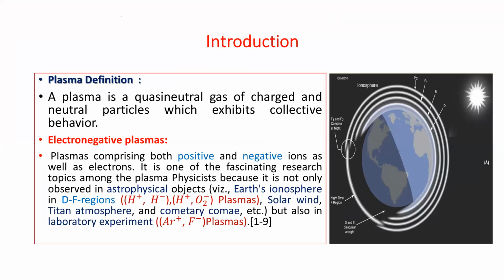Introduction. Plasma definition. Plasma is the fourth state of matter, or a quasi-neutral gas of charged and neutral particles which exhibit collective behavior. Electronegative plasma is plasma comprising both positive and negative ions, which exists in astrophysics, in Earth's ionosphere in the D and F regions through H plus and H minus plasma, or H plus O2 minus plasma, and in laboratory experiments through argon or fluorine plasma.